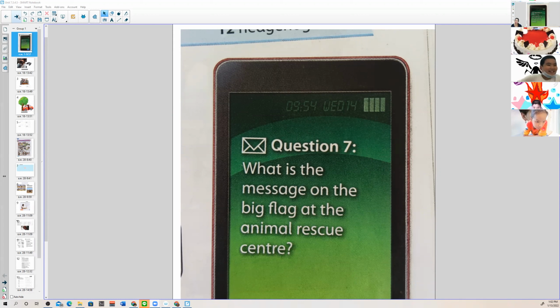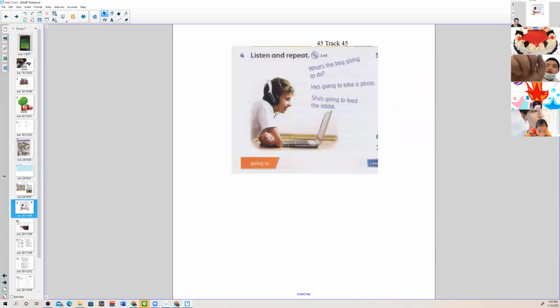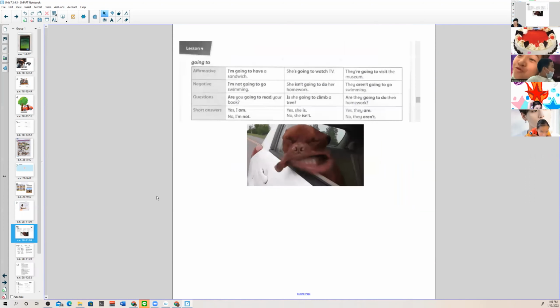Right, they have to find a message on the big flag at the animal rescue center, right? But they just think of the idea of not going there, but to read the message faster by using Ollie's binocular, right? And it turned out that they get to save the owl, right? From this story, they were talking a lot about going to, right?